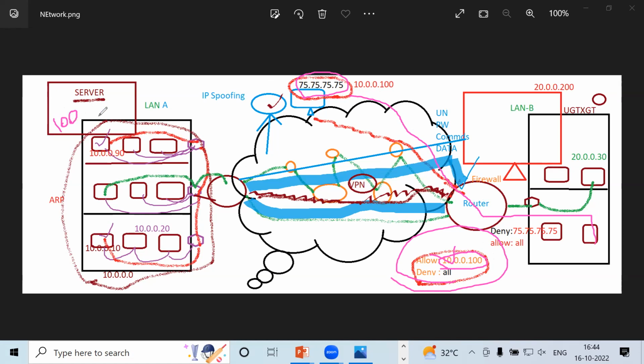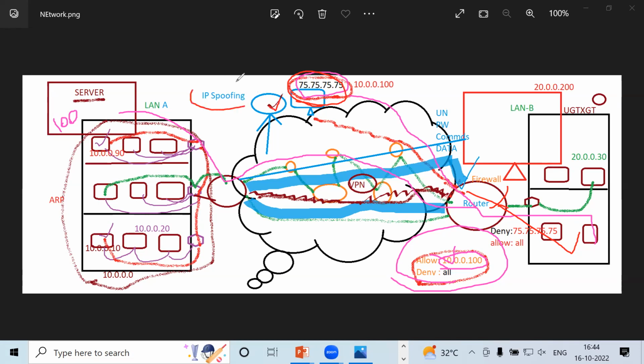10.0.0.100. Now when the data comes from here, this will be forwarded here. This will come to this router, and that will be permitted. If not, it will be dropped. So if it is coming from this 75.75.75.75, a hacker, that will automatically be dropped.